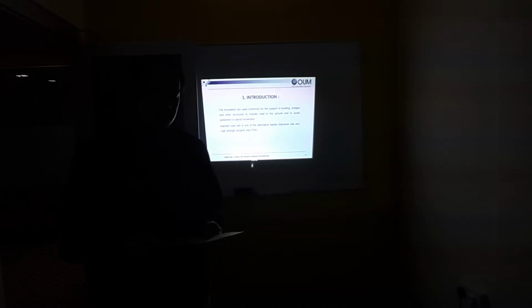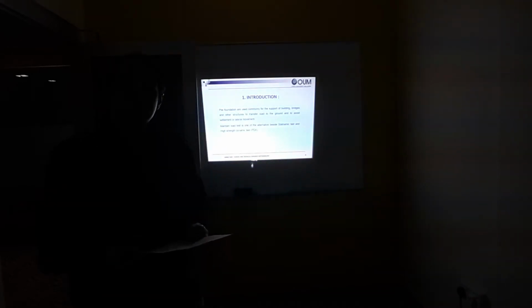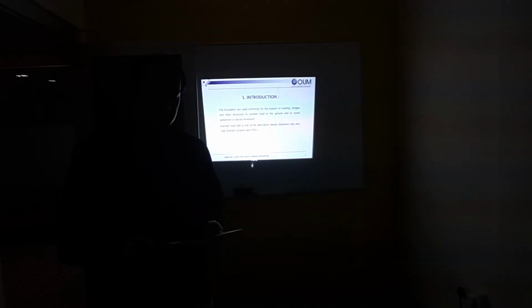Introduction. Pile foundations are commonly used to support buildings, bridges, and other structures, to transfer load to the ground and to avoid settlement or lateral movement. Maintain load test is one of the alternatives besides dynamic test and high strain dynamic test (PDA).